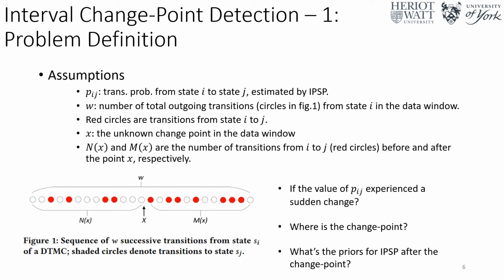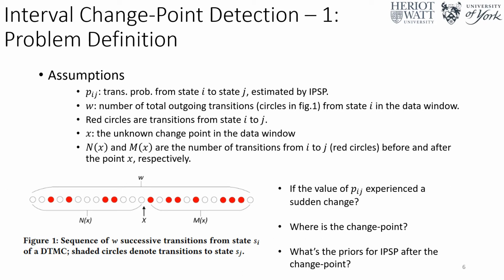The variable x represents the unknown change point, which is essentially an index of the transitions in the data window. Also, for a given x, we can know the number of red circles before and after the index x, denoted by N_x and M_x respectively.